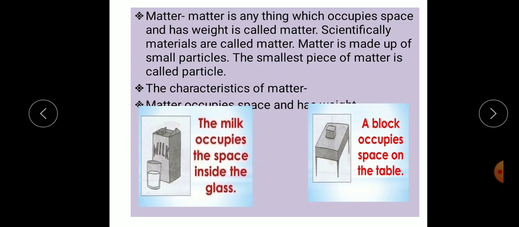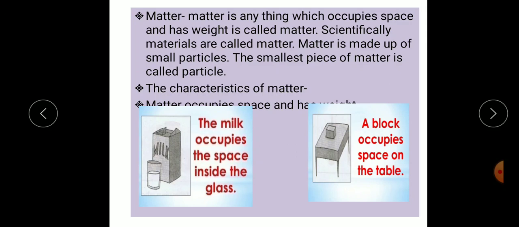The milk occupies space inside the glass. A block occupies space on the table. You might have seen many things around you, things like a table, pen, books, play materials, and many other things that are made up of matter. The word material relates to matter. When you look around, you can observe that all matter occupies space.